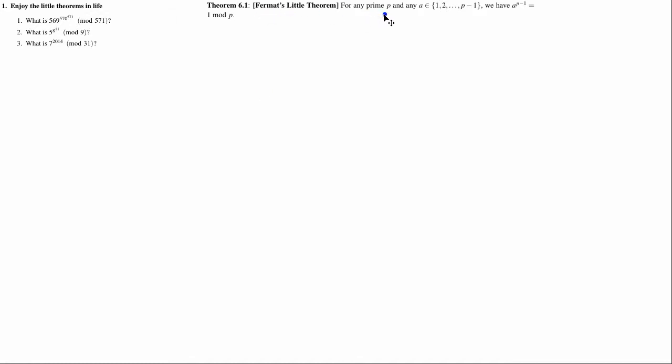So, right here I've pasted Fermat's little theorem, FLT, and you'll quickly realize that Fermat's little theorem is very useful in solving these types of mod problems. And let's just demo with number 1.